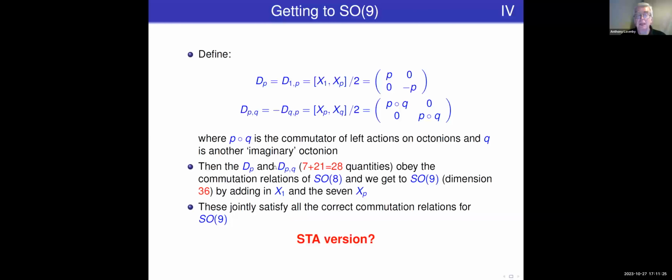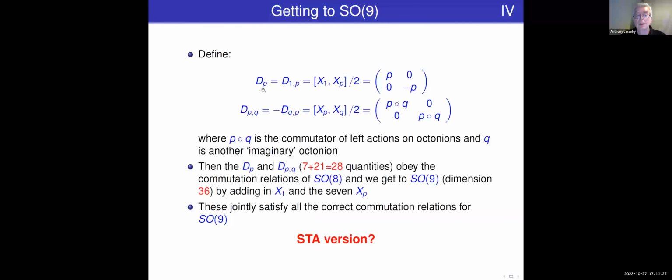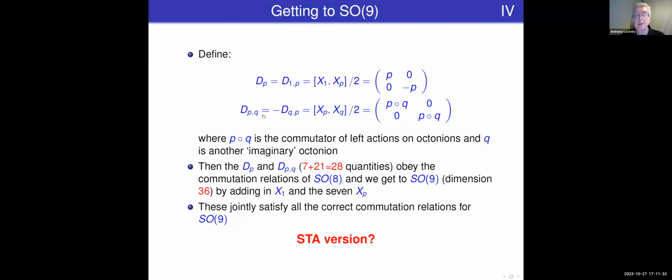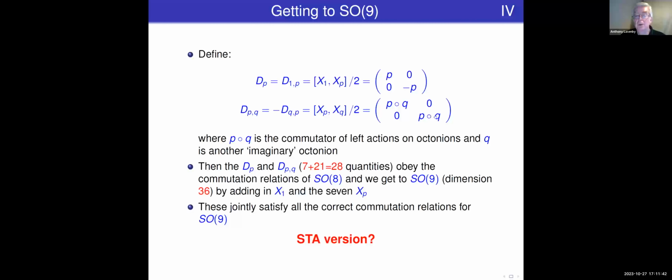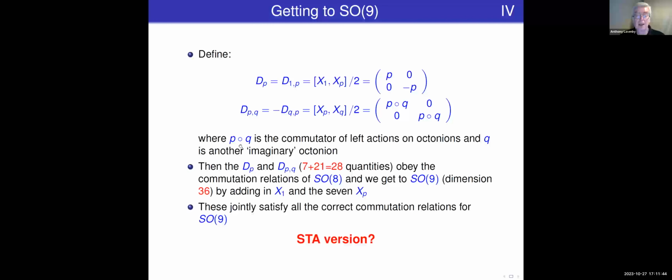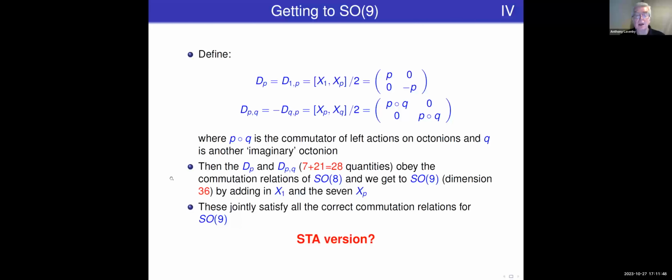We define from these two further quantities, a dp, which is x1 with xp, which ends up looking like this, and a dpq, with q a different unit imaginary. It's equal to p circle q and p circle q on the diagonal. This is a commutator of left actions of octonions. So basically, we can think of that as like pq minus qp.